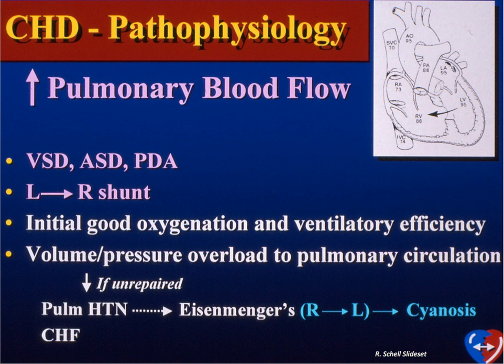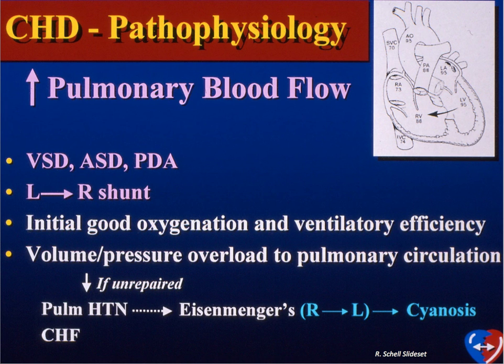The pressure is higher in the left than the right ventricle, blood going from the oxygenated left ventricle into the right ventricle. And this is a non-cyanotic lesion or pink lesion. And initially there's good oxygenation and ventilatory efficiency, but over time so much blood goes from the left ventricle into the right ventricle that there's a volume and or pressure overload to the pulmonary circulation. And if this is left unrepaired, the pulmonary circulation changes and pulmonary hypertension develops.